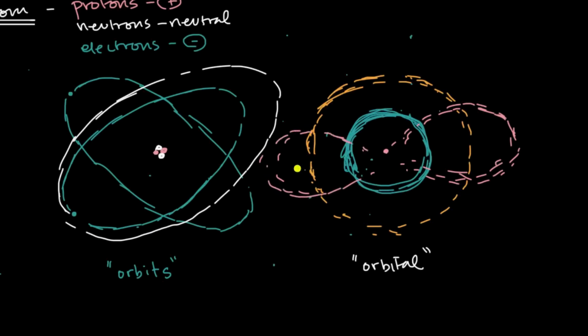And I just did it in the horizontal direction. You could have it in the vertical direction, you could also have it in the in-out direction of this page. And if you're wondering where these shapes come from, and if you keep adding more and more energy, you get these more and more exotic shapes for orbitals, think about standing waves. That's my best hint I can give you.